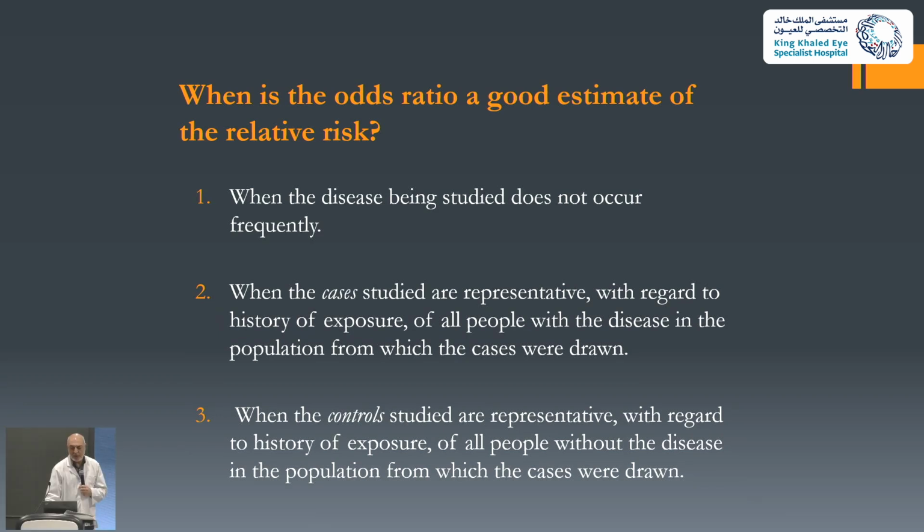So when is odds ratio a good estimate of relative risk? If these assumptions are fulfilled, then both of them can be used interchangeably. Otherwise, not.